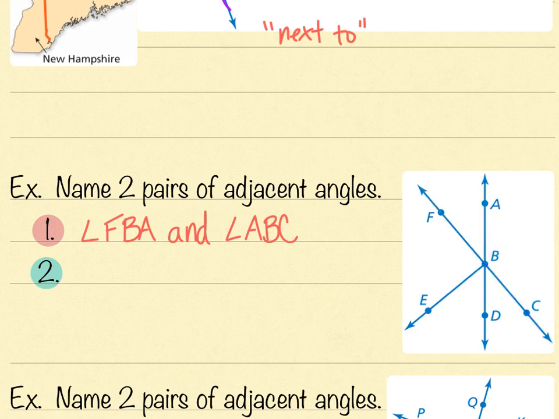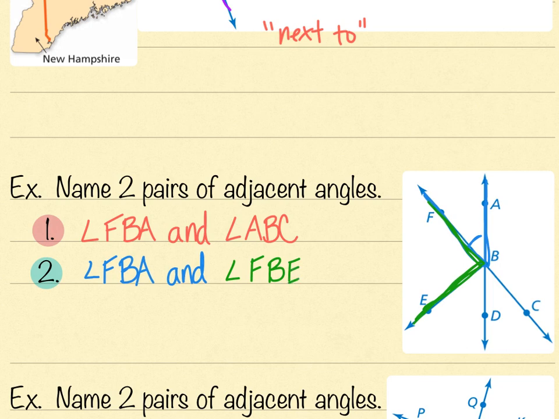Okay, a second pair of angles, in fact, I could use the same exact angle I was using previously, angle FBA here. And then I could just say that it's adjacent to its other next door neighbor, which is this angle that I'm going to do in green right here. And so angle FBE, or EBF, however you want to say it. Those two angles would be adjacent to each other because they share a common vertex, B, and then they share this common side right there.